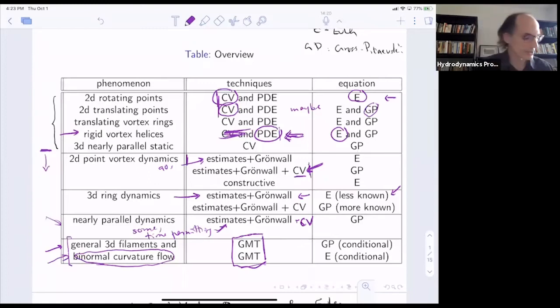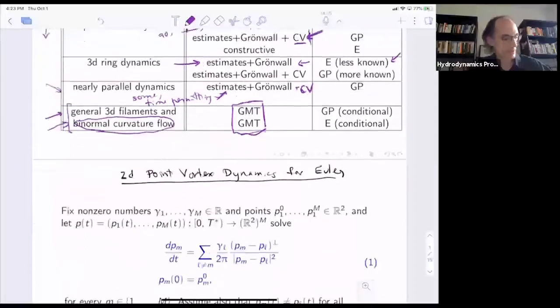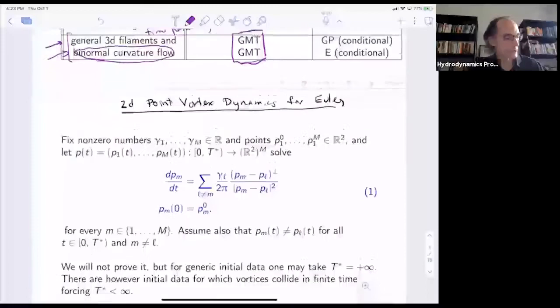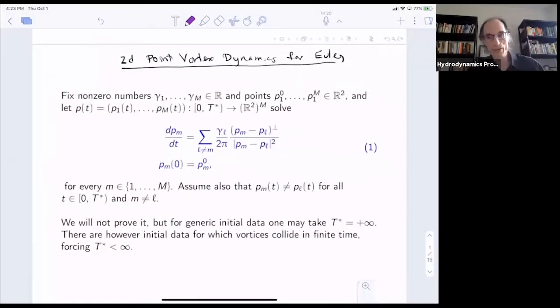Okay, so seeing no questions, I'll move on to the next topic, which is 2D point vortex dynamics for the Euler equation. We should be able to do a more thorough job. I skipped some details on the rotating solutions.